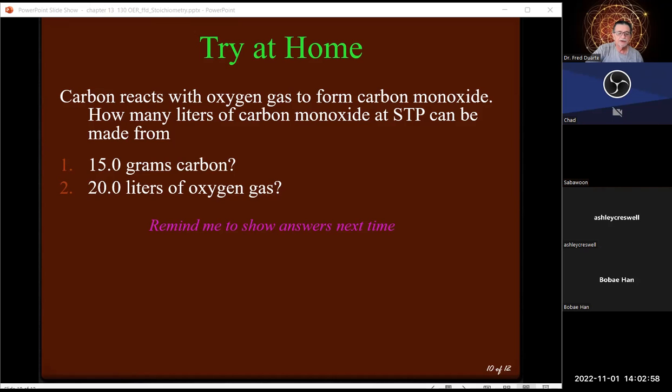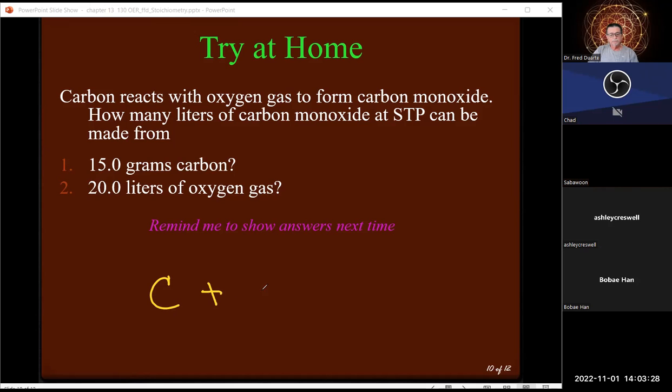The first one says, how many liters of carbon monoxide at STP can be made from 15 grams of carbon? And then the second part says, how many liters of carbon monoxide at STP can be made from 20 liters of oxygen gas? All right, so let's do the first part, given the time that we have. It says carbon reacts with oxygen to form carbon monoxide. Well, let's write the equation.